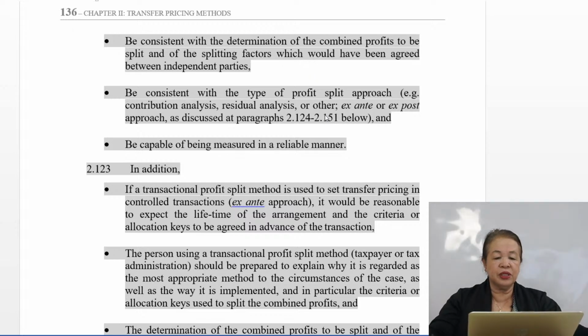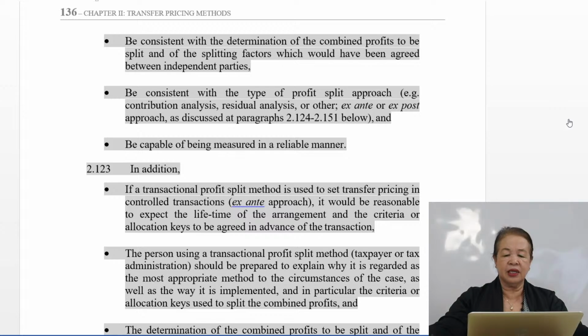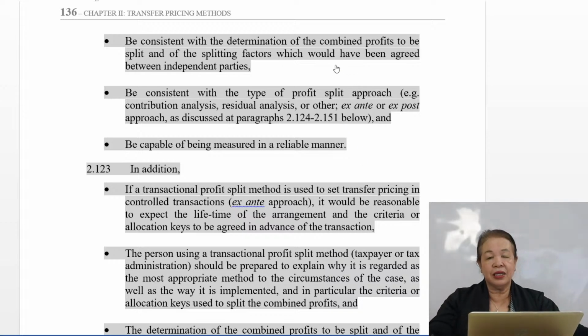And also, be consistent with the type of profit split approach, contribution analysis or the residual analysis, or other ex-ante or ex-post approach as discussed in paragraph 2.124, 2.151 below. And also, dapat be capable of being measured in a reliable manner. So, dapat yun ang maging basis, valid basis ng splitting of the profits, no? Kasi bakit nag-i-split ng profit? Kasi di ba sabi natin related parties. And that related parties, may mga contribution sila doon sa overall profit ng company, no?